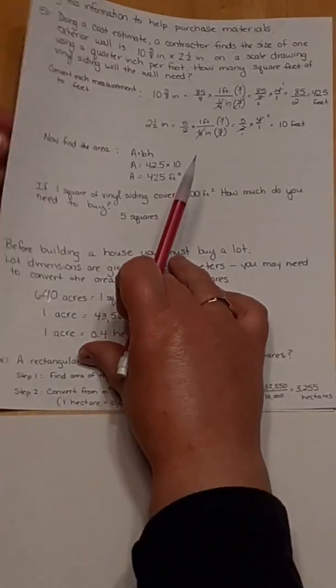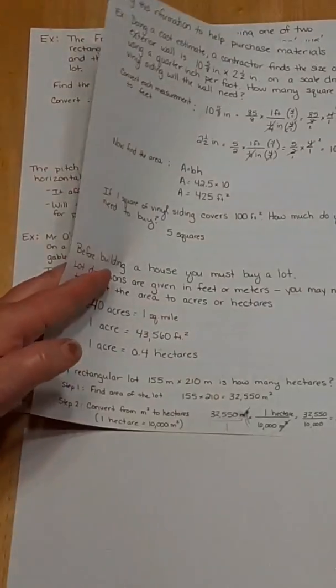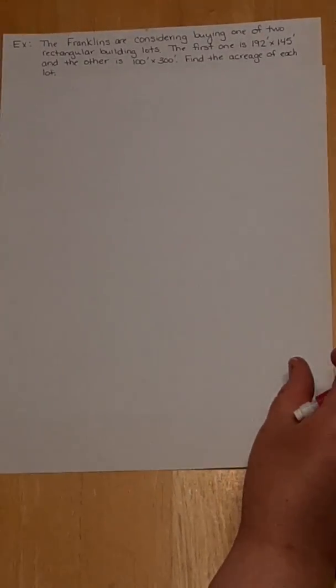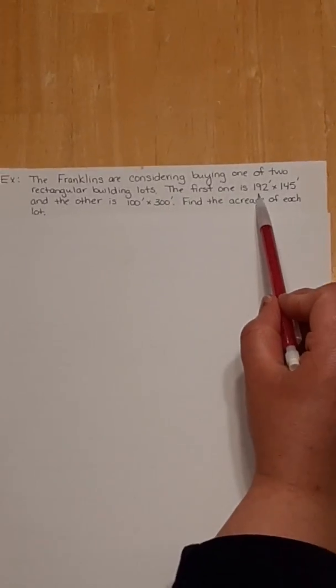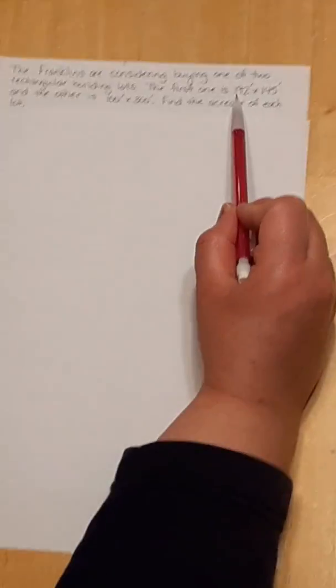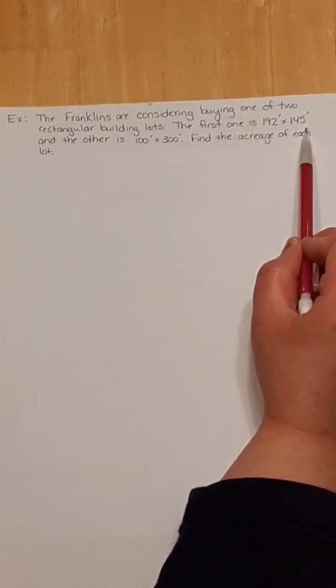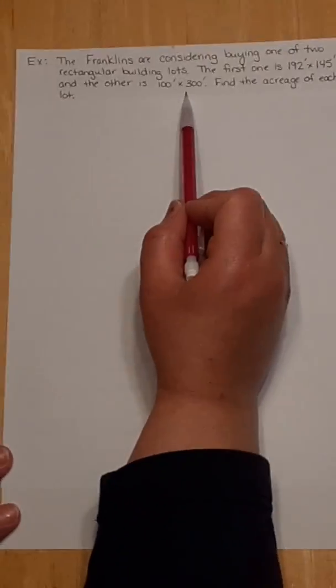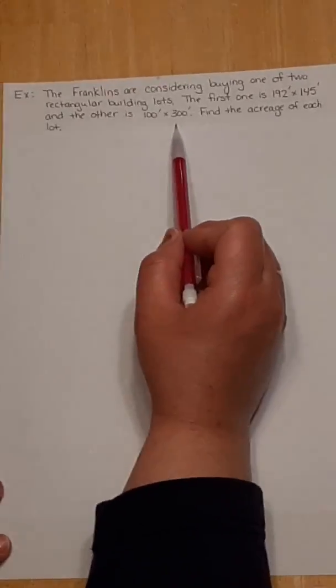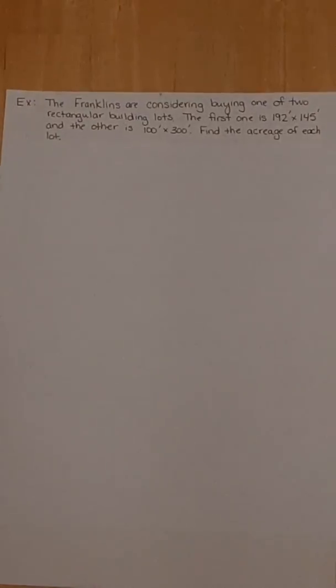Let's do another measurement here, a little bit different. We have a family called the Franklins, and they're looking at 2 lots. This is a predicament that a lot of homeowners find. They find 2 areas that they like, and they want to decide which one to buy. In this case, we want to see which one has the biggest acreage. We want more land. We have a lot here that is 192 by 145. It's pretty square. And then this one is a long rectangle, 100 by 300. So they want to know which one is actually the larger area.